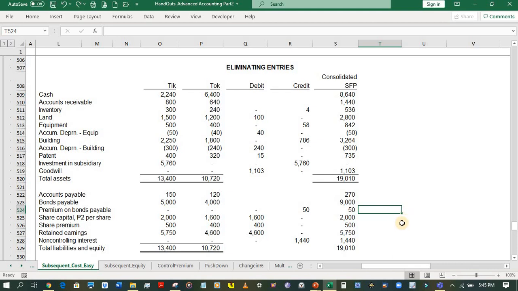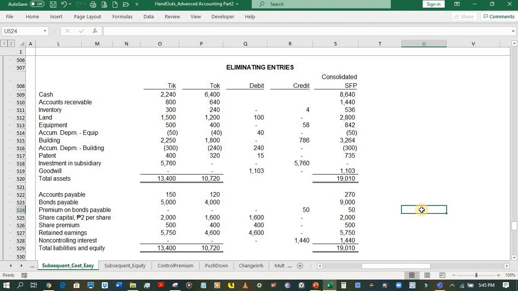And if you will be asked how much is the consolidated shareholders' equity, that is composed of share capital, 2,000, share premium, 500, retained earnings 5,750, and non-controlling interest of 1,440. So the consolidated shareholders' equity is 9,690, and the consolidated liabilities is 9,320. Then the consolidated retained earnings is 5,750. So this is how you prepare the consolidated statement of financial position, and that will be the last column. So these are the procedures in the preparation of the consolidated financial statements at acquisition date.